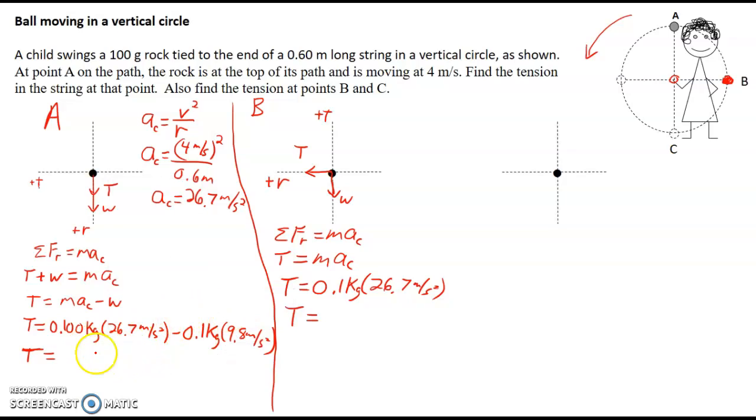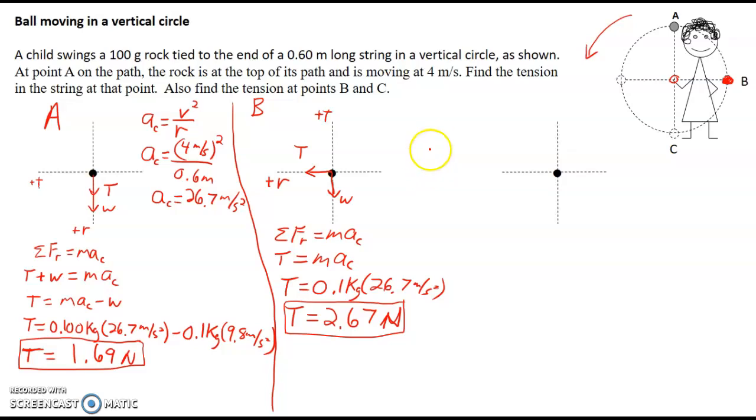All right, so this was supposed to be 1.69 newtons. I had all the right values there, but I put in the wrong final answer. And so now on this one, at point B, that one does come out to be 2.67 newtons. There we go.